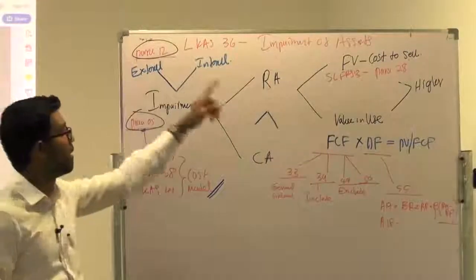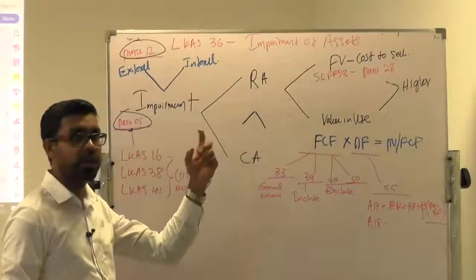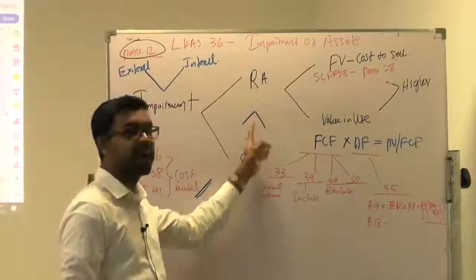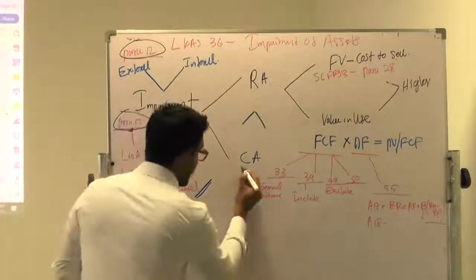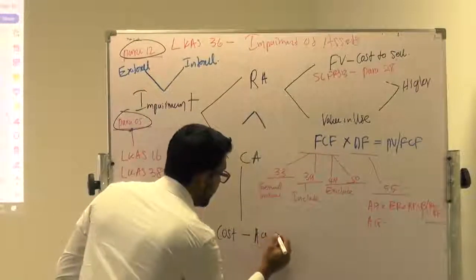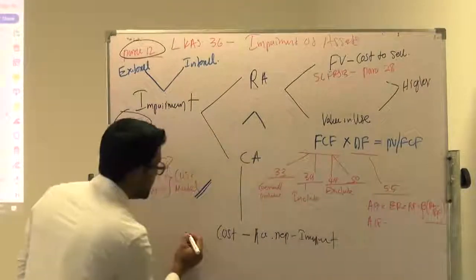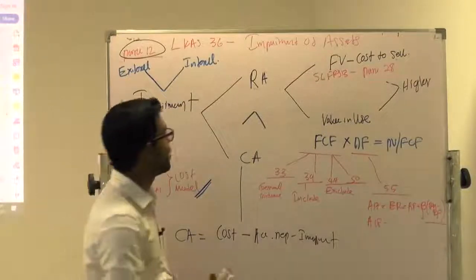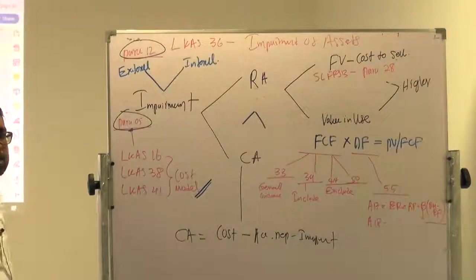Impairment means the difference between carrying amount and recoverable amount. That is not the impairment loss. To have an impairment loss, the carrying amount should always be higher than the recoverable amount. So how do you calculate carrying amount? Carrying amount equals cost minus accumulated depreciation minus impairment. This is the accounting carrying amount. Recoverable amount means fair value less cost to sell or value in use, whichever is higher. Okay, that's a simple model.